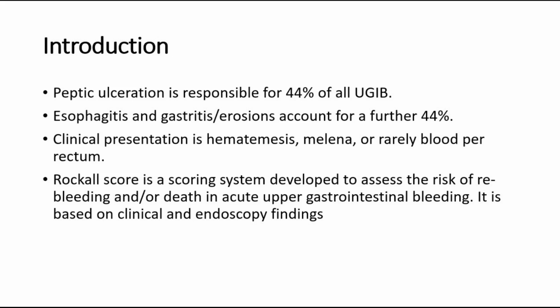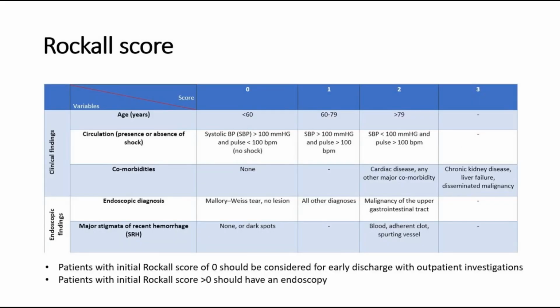Rockall score is a scoring system developed to assess the risk of rebleeding and death in acute upper gastrointestinal bleeding. It is based on clinical and endoscopy findings. This table shows the Rockall score. Look at the patient's age, any presence of shock, comorbidities, endoscopic diagnosis, and any major stigmata of recent hemorrhage.